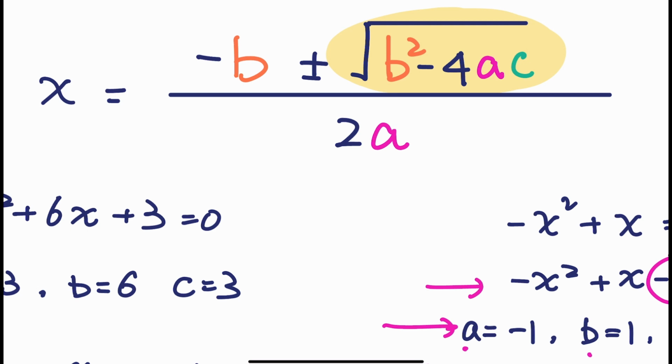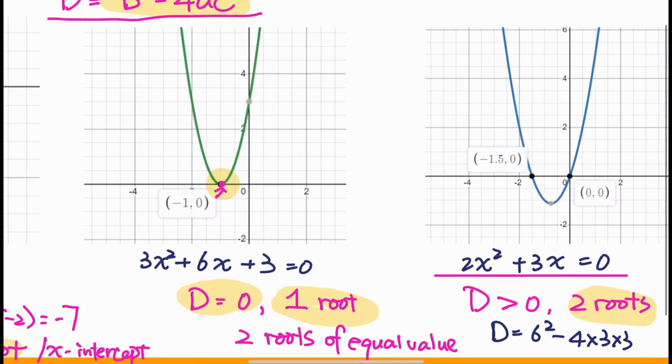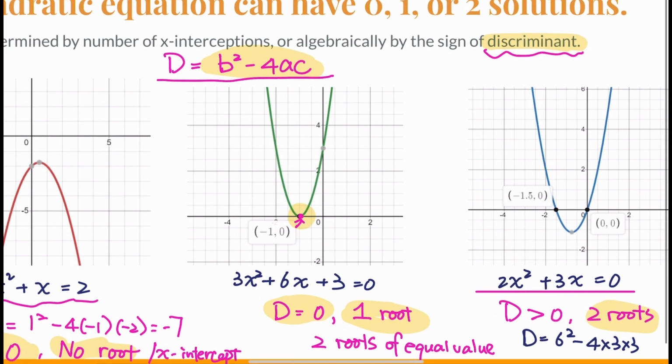So in the second question, we have two roots of equal value, or just say we have one root. The graph only intersects the x-axis at this point, which is our solution. And lastly, when the discriminant is greater than 0, we have two roots and two intercepts in the graph, and all good.